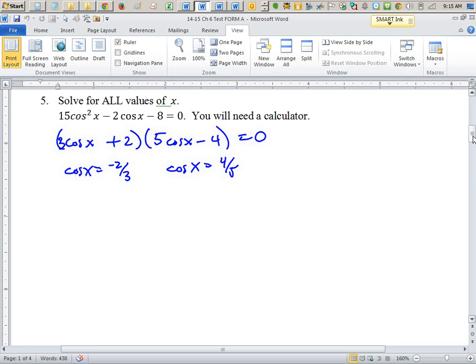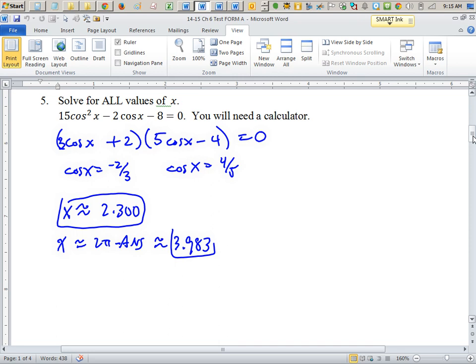If you do inverse cosine of negative 2/3, you get 2.300. Don't forget the 2 pi minus that. That gives you 3.983. And we also need to solve the other one. So that's this one here. Cosine x is 4/5. So you do inverse cosine of 4/5. And don't forget the second possible solution.